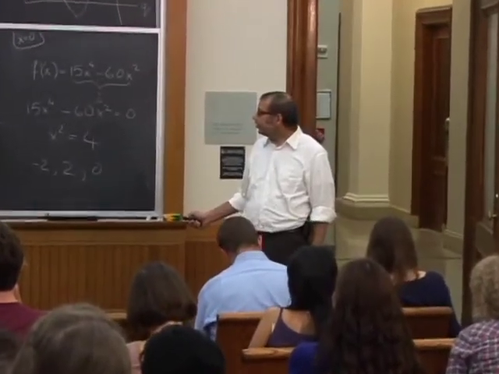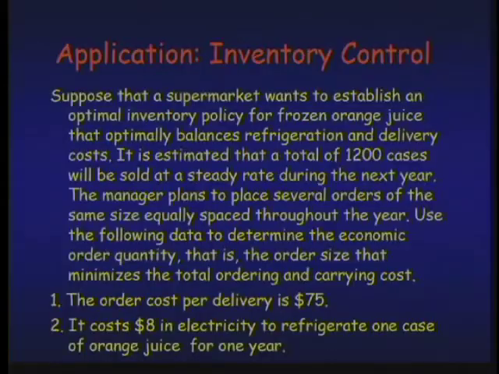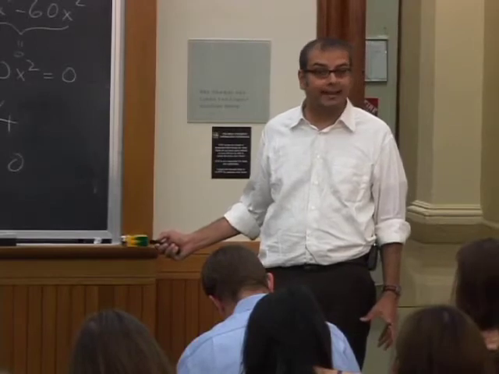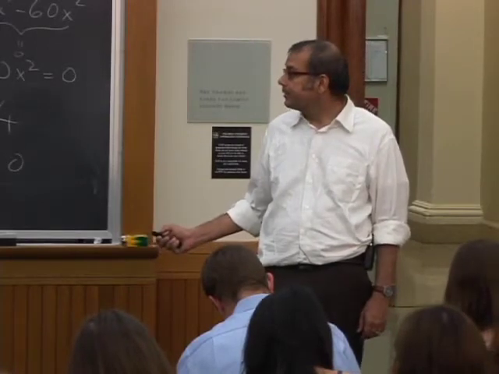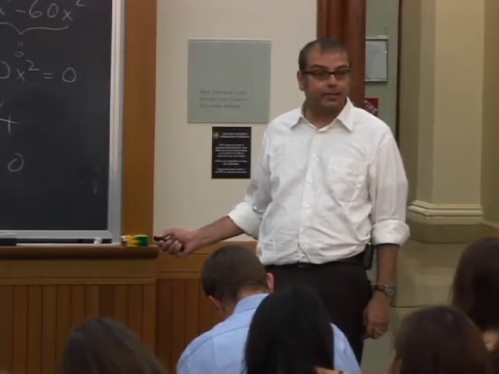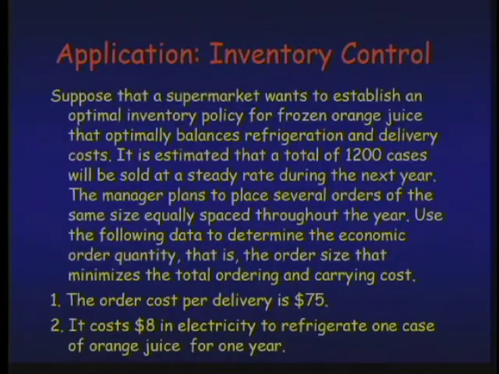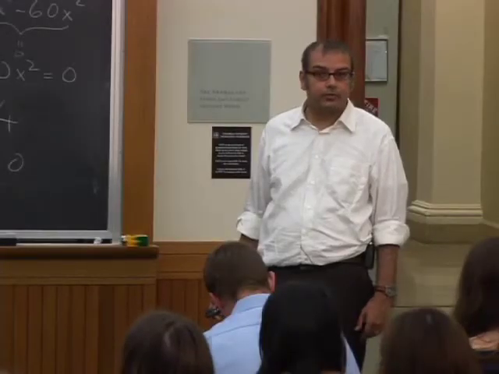So order cost per delivery is $75. So let's say that's the cost of the labor to deal with the truck. Maybe it has built into it some levelized cost. Remember, we met the term levelized in the last session. Some levelized cost of packaging. Let's say it costs $8 in electricity to refrigerate one case of orange juice for 1 year. Okay.